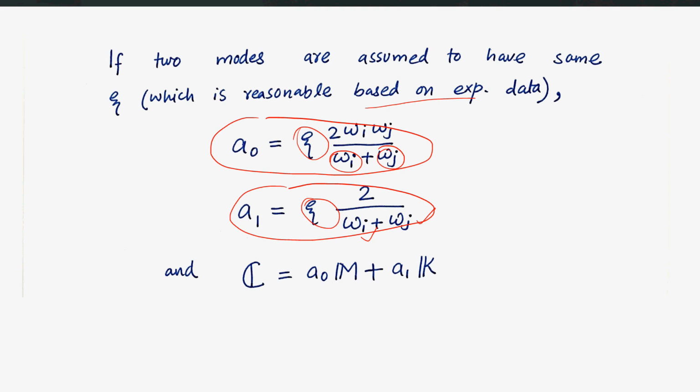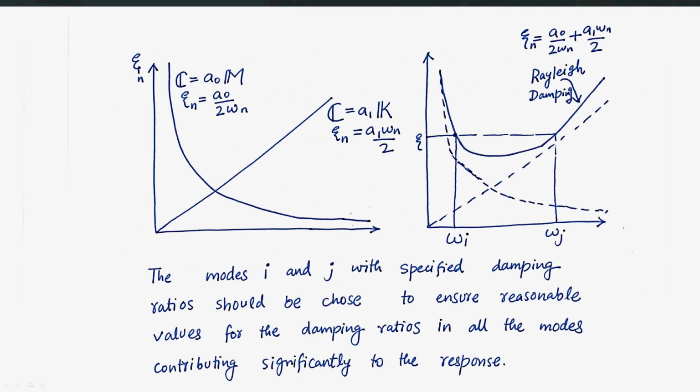And once these two coefficients are known, you can construct the big C matrix using this expression. So this is the Rayleigh damping formulation. Let's see these three things in graphical form: mass proportional damping, stiffness proportional damping, and Rayleigh damping. Let's see first the mass proportional damping, in which the damping matrix is equal to a naught times the mass matrix, and the modal damping ratio is shown by this expression.